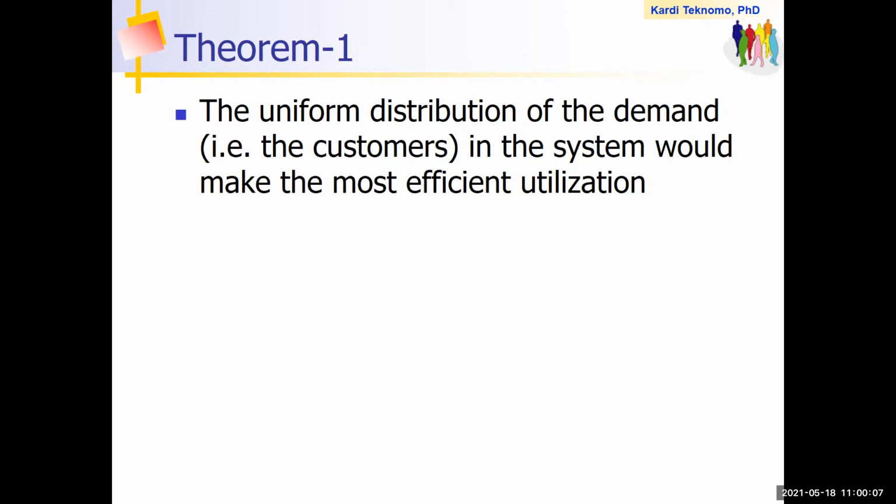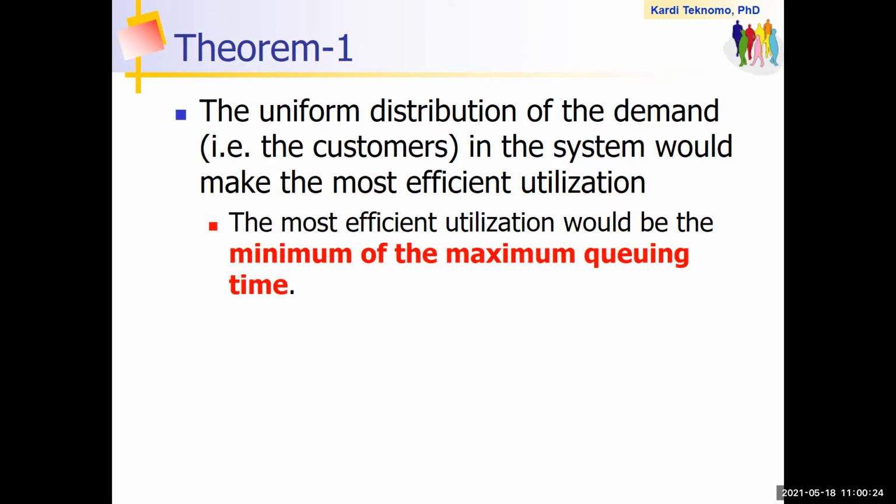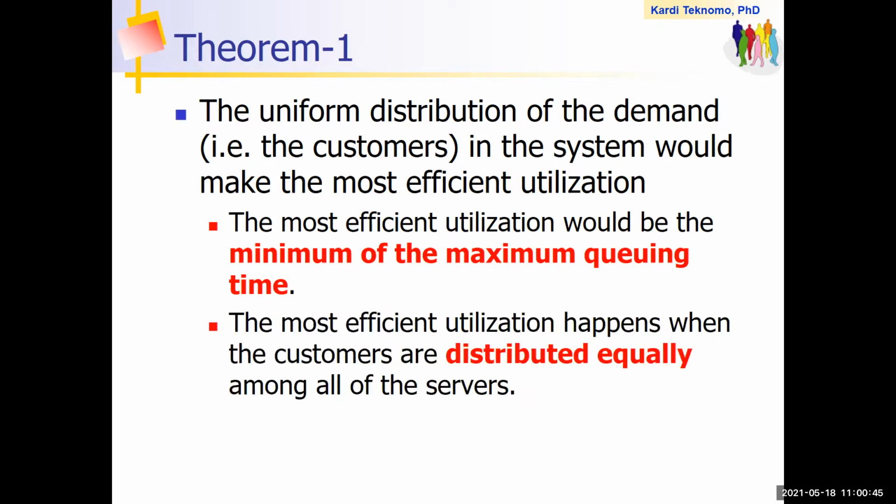So this leads to the theorem that uniform distribution of the demand, which is the customers in the system, will make the most efficient utilization of the system. Can you remember this? The most efficient utilization will be the minimum of the maximum queuing time, right? So how do you calculate efficiency? You get the maximum queuing time, and then what is the minimum of that? You know that the most efficient utilization happens when the customers are distributed equally among all servers. This is happening because we assume the service time for all servers is equal.